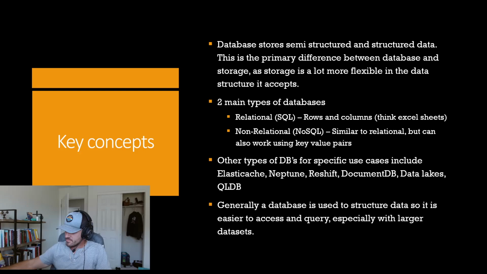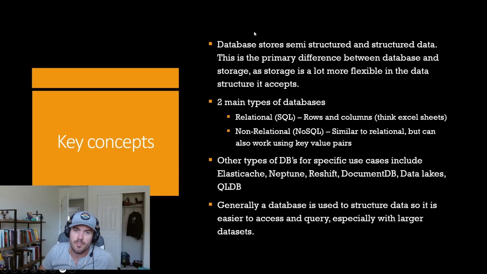So, databases. They're a little different from storage, in that with a database, you need your data to be at least somewhat structured. With storage, it's a lot more flexible in the data structure it accepts. So for example, with an S3 bucket, you could say, hey, I want to store this image, I want to store this text file, and I want to store this EBS volume snapshot. Well, those are three vastly different types of things that you're storing, right?